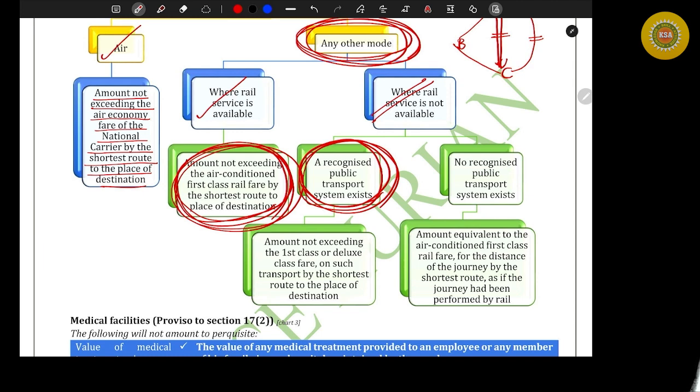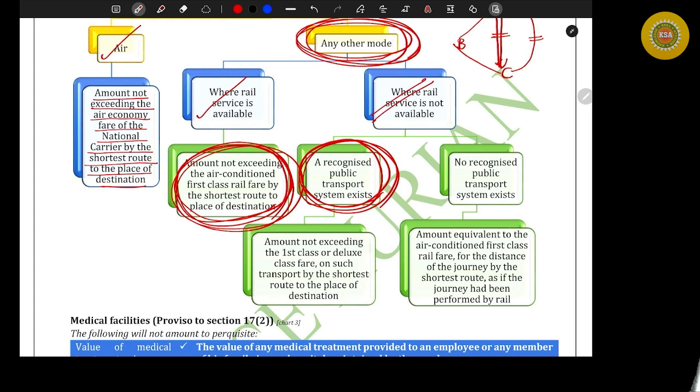The amount equivalent to the air conditioned first class rail fare for the distance of journey by the shortest route, as if the journey had been performed by rail. If you had performed your journey by rail, what could have been the railway ticket first class AC fare cost? That is the exemption. How do you find out that? You should call the railway and ask, hello railway master, we know that there is no train service to Satyamangalam forest. What if in future you put a railway station over there, what might be the traveling cost?